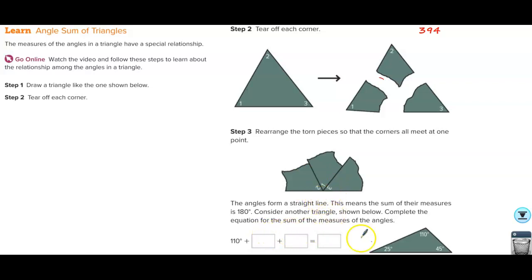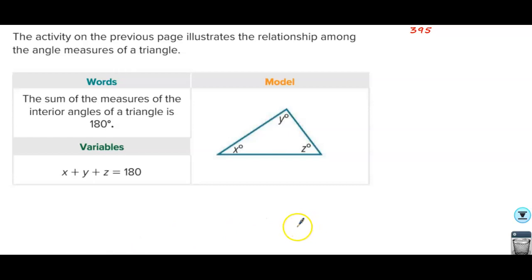So down here, they've given you another example of a triangle. They've given you 110 plus 25 plus 45 equals 180. I just want you to show that you know the three angles of a triangle equal 180 degrees. And this basically just says what I just told you. If you add the three angles of a triangle together, you get 180 degrees.